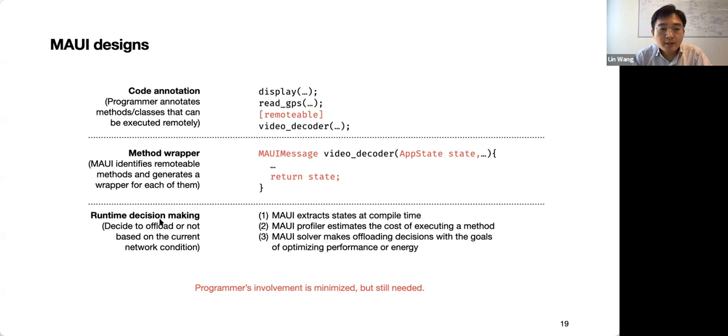And then at runtime, there is a decision engine to make offloading decisions. How does it do that? At compile time, MAUI extracts the states associated with each of the remotable methods, and then it profiles those methods to estimate the cost of the execution. Based on this cost function, it solves an optimization problem to decide whether it would be beneficial to offload this method to the remote server or not. So here you can see that the programmer's involvement is really minimized, but still there. The programmer's involvement is still needed, because we need the programmer to annotate the source code, which is not so nice. And there are other papers that aimed to address this problem, which we will discuss.